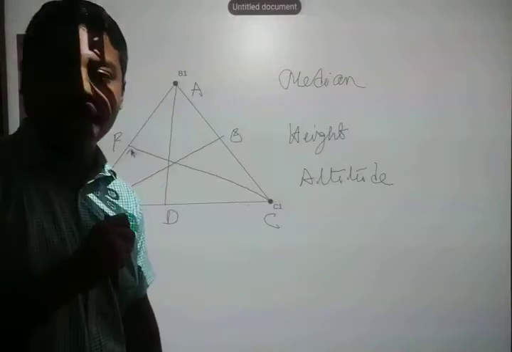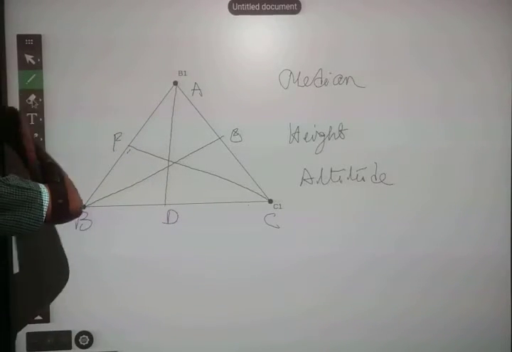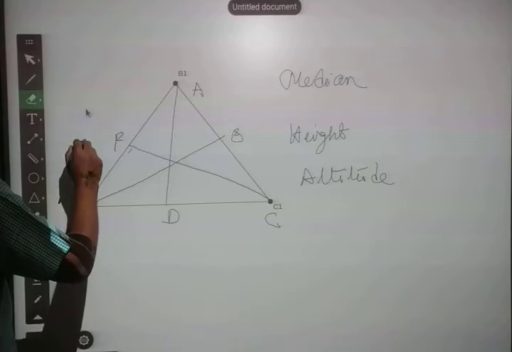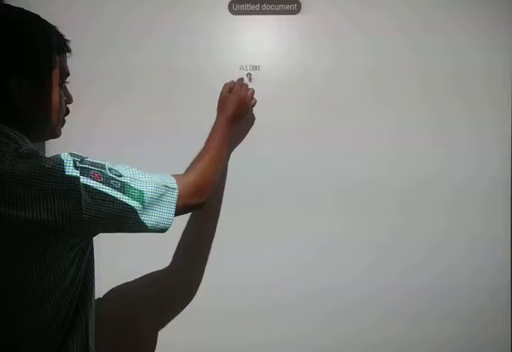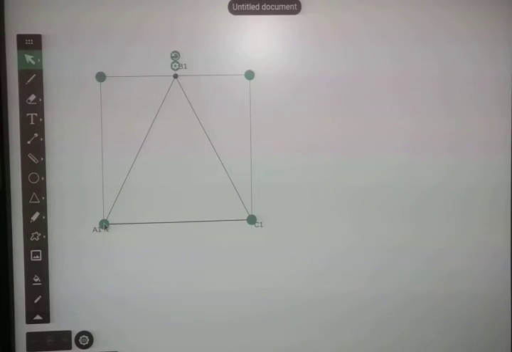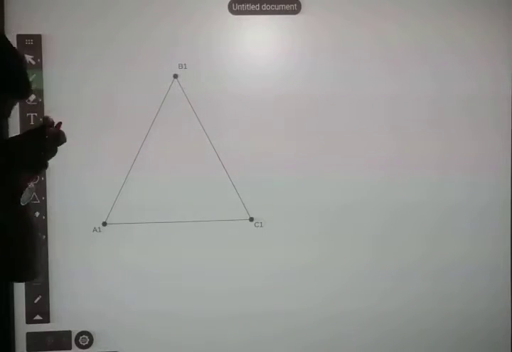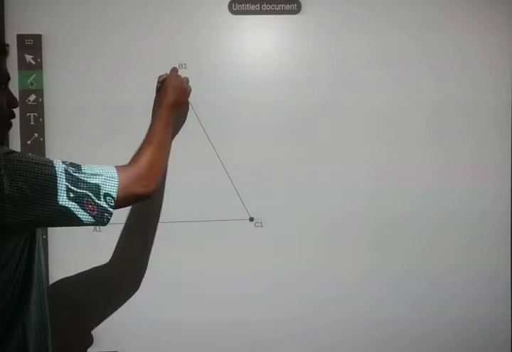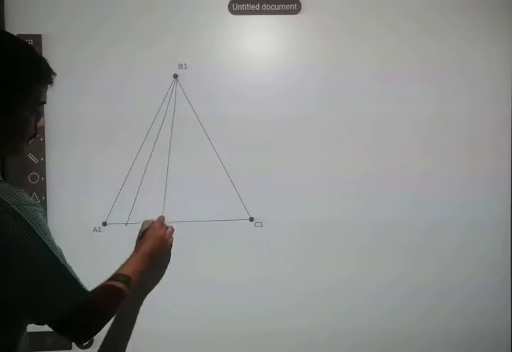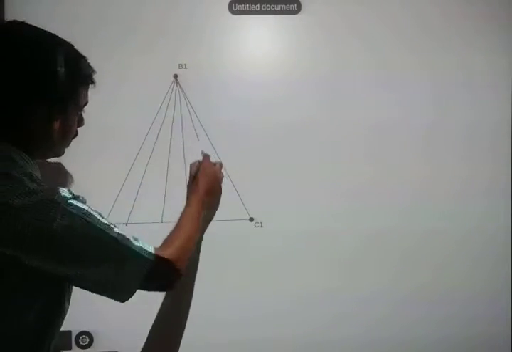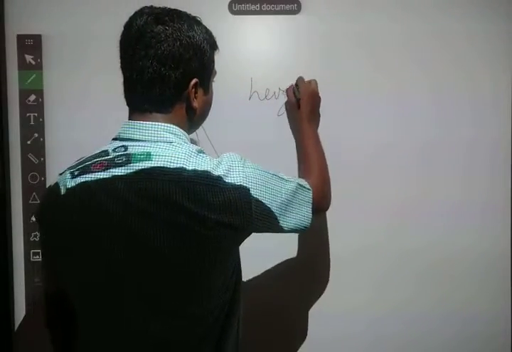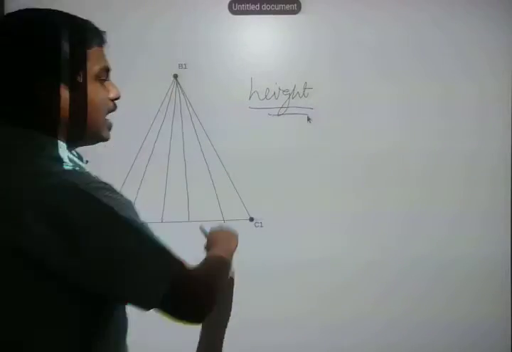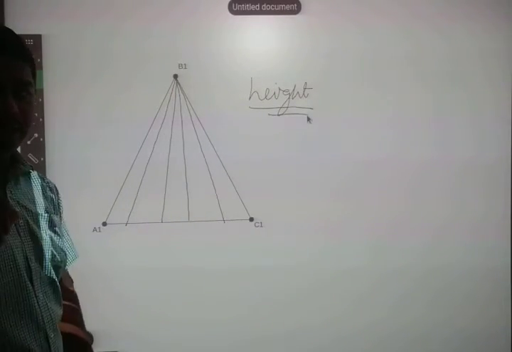Now let us see about the height and the altitude. Let us see the height. Again, if I consider a triangle, I want to consider its height. You can draw different lines from here, but which one will be considered as the height of the triangle?